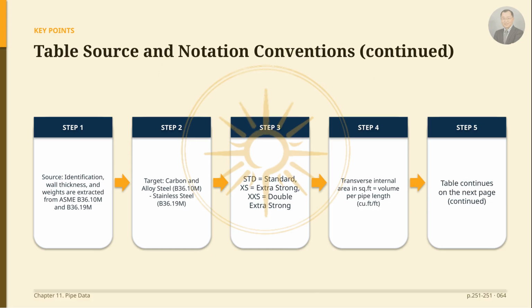This table is a detailed reference for the pipe specifications and notation conventions we discussed earlier. For example, abbreviations like STD and XS refer to wall thickness grades such as standard and extra strong, and the cross-sectional area values listed in square feet are equivalent to the volume in cubic feet per foot of pipe length. Rather than listing every value, I recommend that engineers first determine whether the material of the pipe they are designing is carbon steel or stainless steel, and then refer directly to the necessary values according to the ASME B36.10 or B36.19 standards. This table continues on the next page.